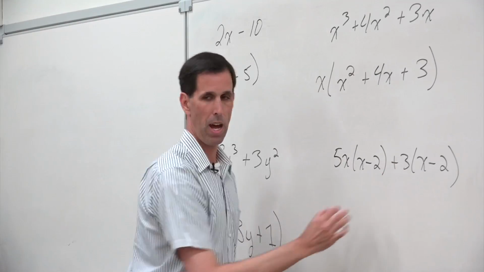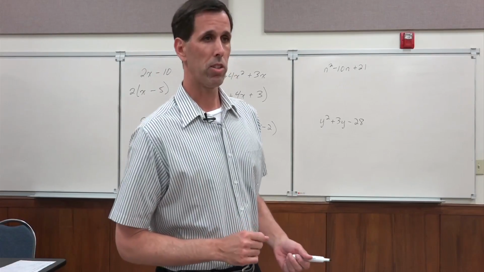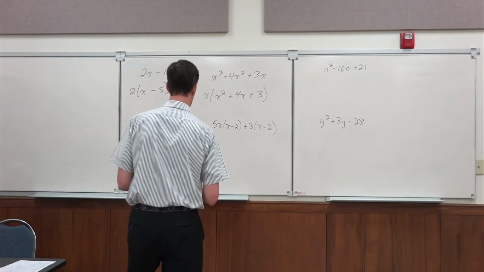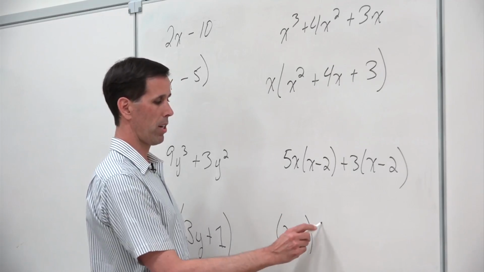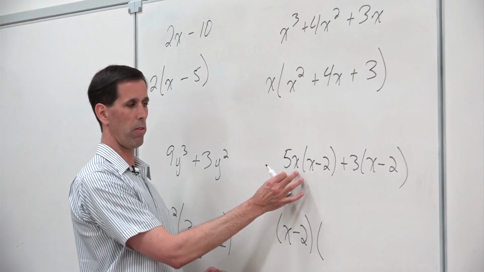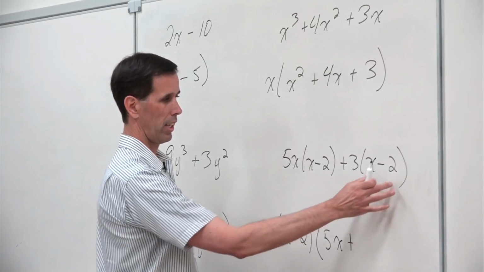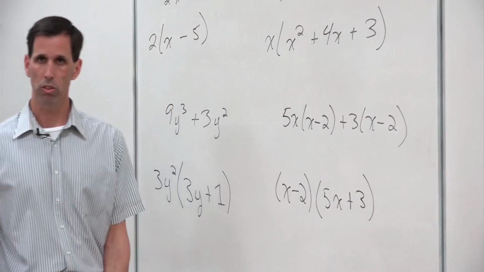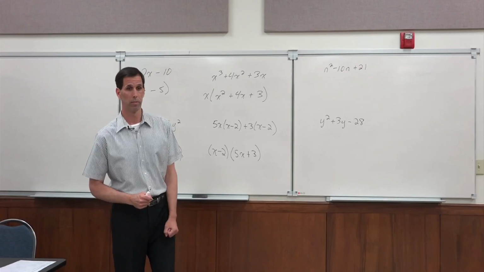But if you notice, both of them happen to have the binomial x minus 2. A binomial can be a greatest common factor as long as it's present in each and every term. So in our case here, x minus 2 would be our greatest common factor. If we pull out x minus 2, that's like taking x minus 2 away from each of these. So if I take x minus 2 away from my first term, I'm left with a 5x. Plus, if I take x minus 2 away from my second term, I'm left with just a 3. So my answer here would be x minus 2 times 5x plus 3.